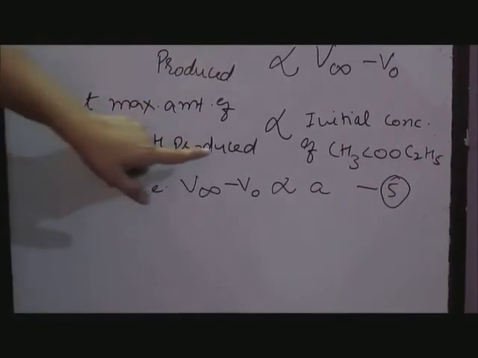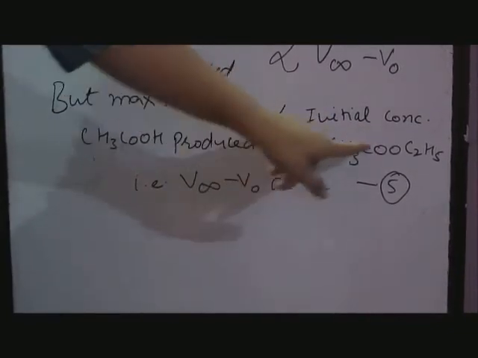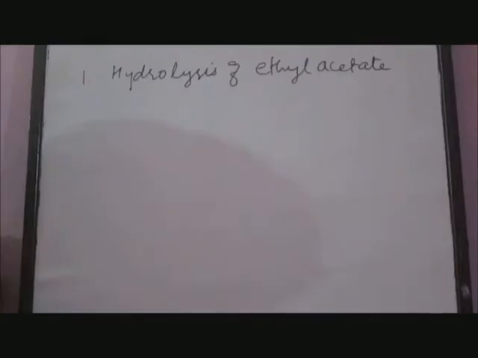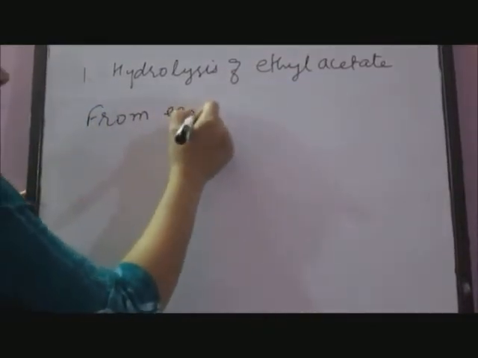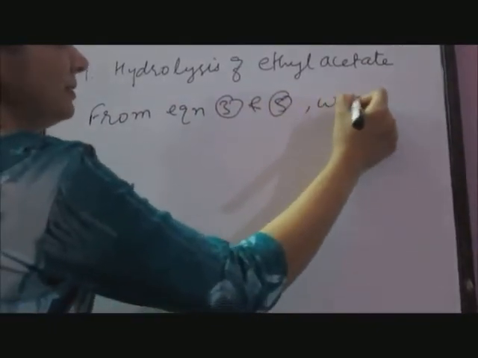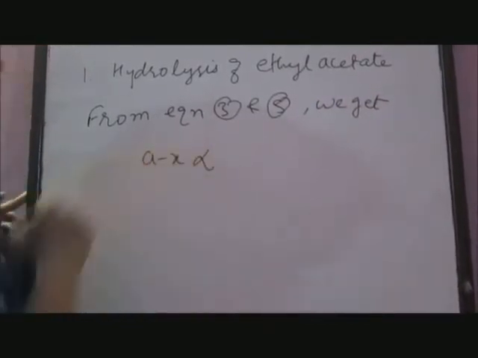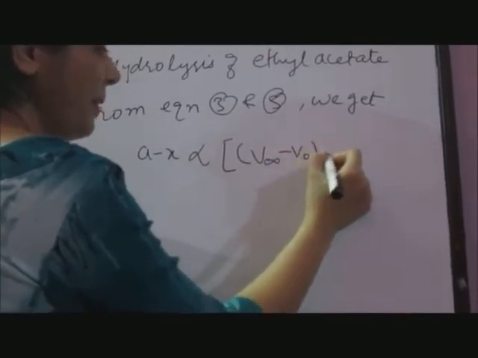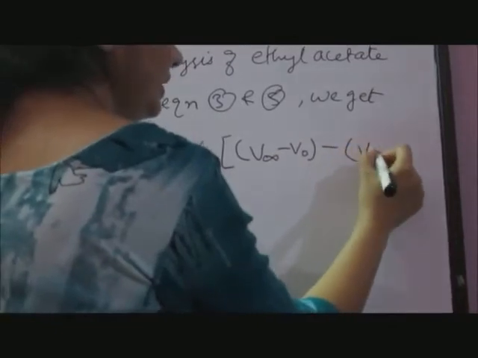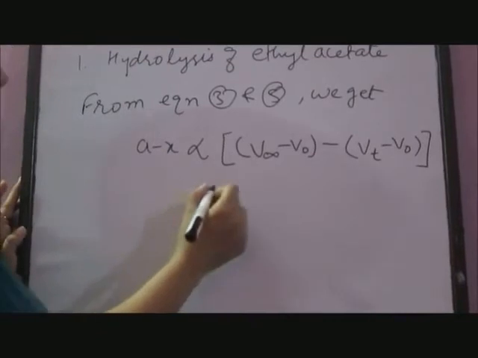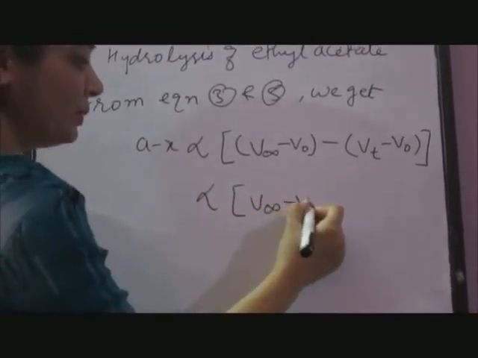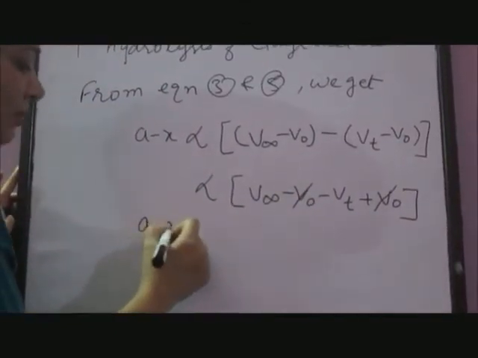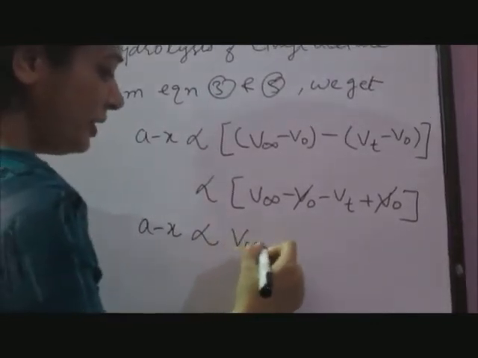But the maximum amount of acetic acid produced is proportional to the initial concentration of ethyl acetate, that is V infinity minus V naught is directly proportional to A. From equation 3 and 5 we get, A minus X is proportional to V infinity minus V naught minus the value of X, Vt minus V naught, that is V infinity minus V naught minus Vt plus V naught, or by solving it we get A minus X is directly proportional to V infinity minus Vt.